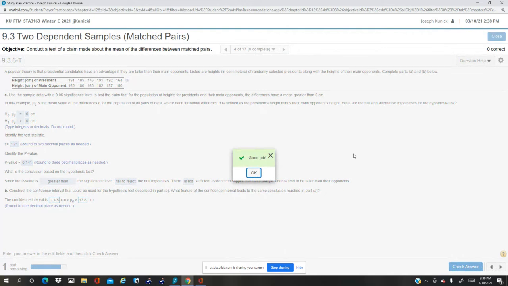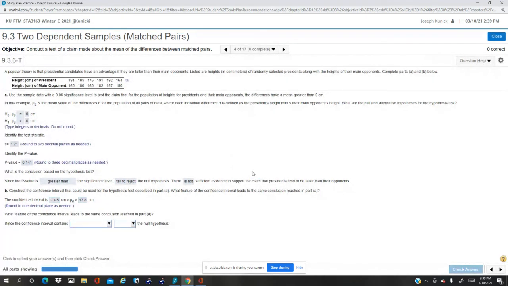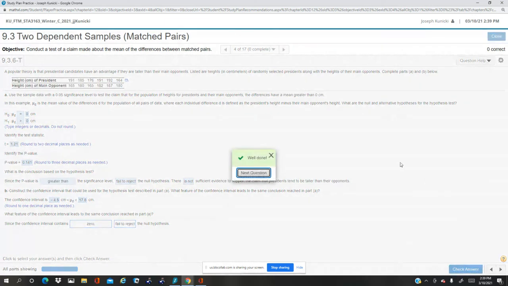Since it's a one-tailed test, the confidence interval needs two tails, so you have to put the same amount, 5%, on the left, which means you've got 10% in the two tails combined. So that's why it's a 90% confidence interval. I must have punched the number in incorrectly. So what features of the confidence interval lead us to the same conclusion? Since the confidence interval contains 0, we fail to reject the null hypothesis.